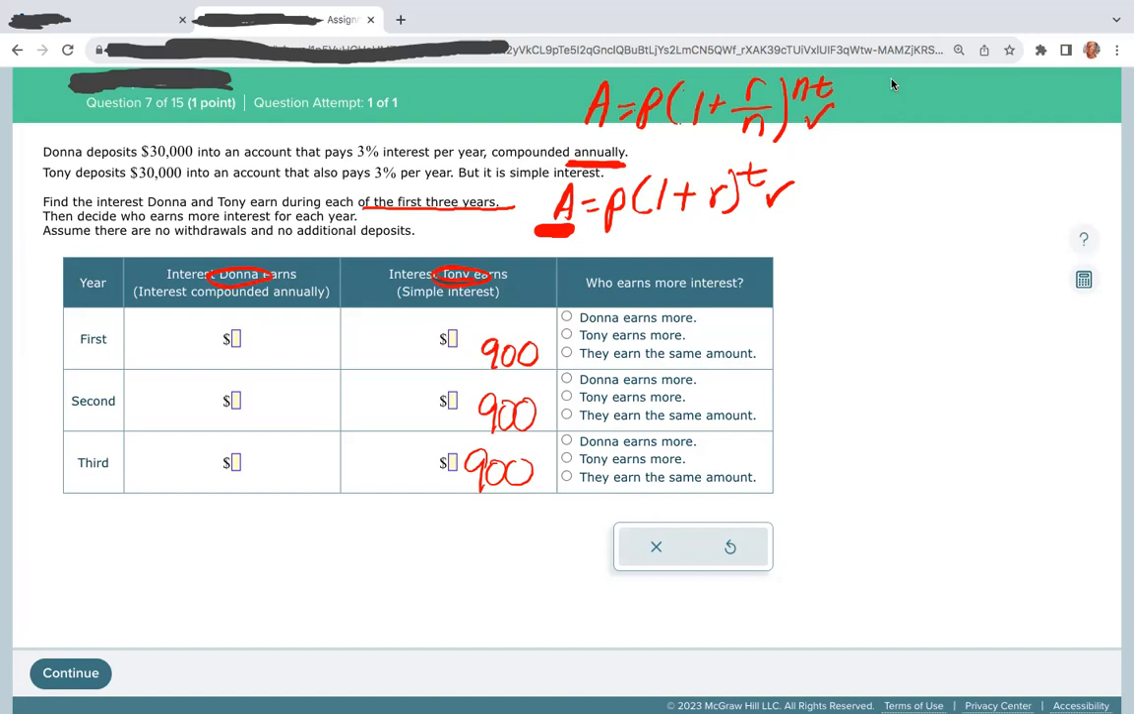And we have to do the same thing for the second year and for the third year. Yeah, it's a lot of work for Donna. So let's go ahead and get started with Donna.